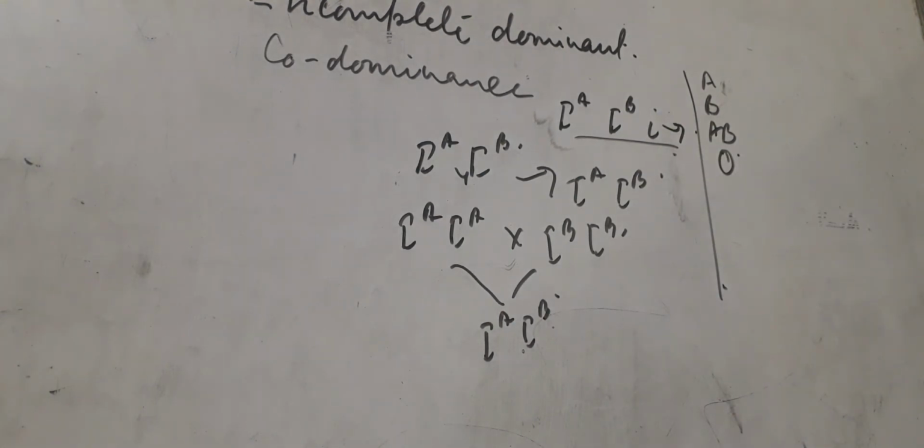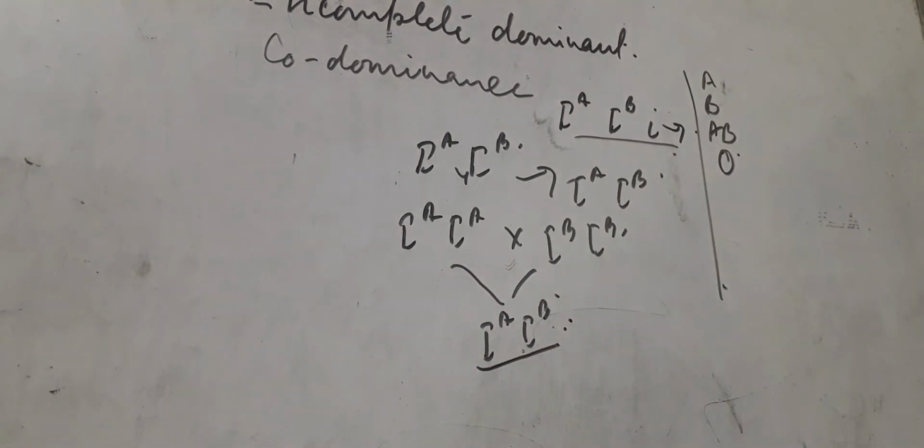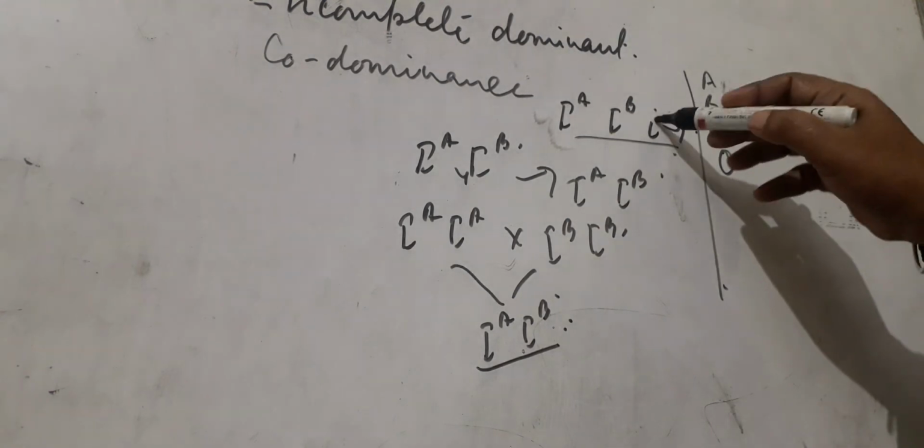Codominance means when two characters show together, that is called codominance. Here A and B are both dominant over this gene O.